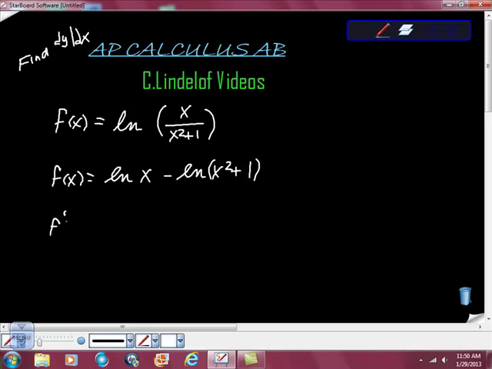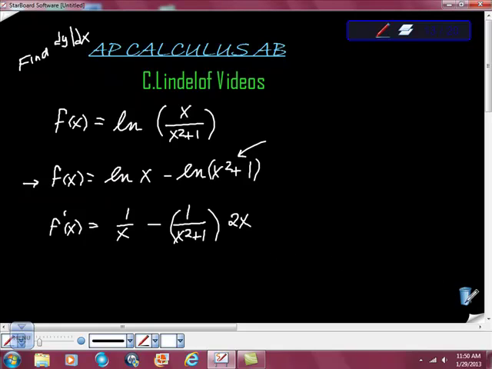To take the derivative, once we get to this line right here, it should get a lot easier, because we're just going to use the sum and difference rule. The first derivative of ln of x is just 1 over x. This negative sign is this one, minus 1 over x squared plus 1 times the derivative of the inside, which is 2x. All good?